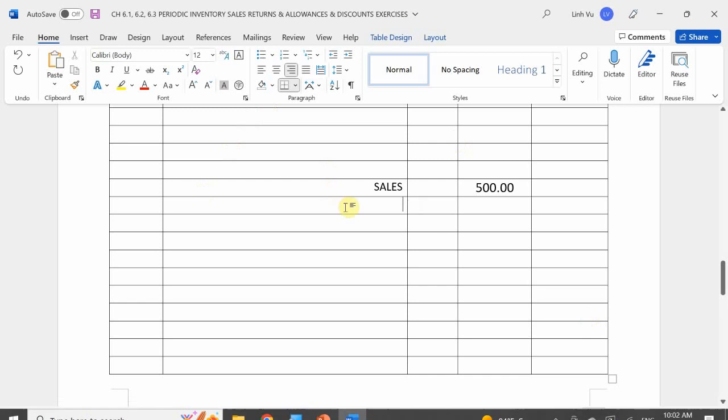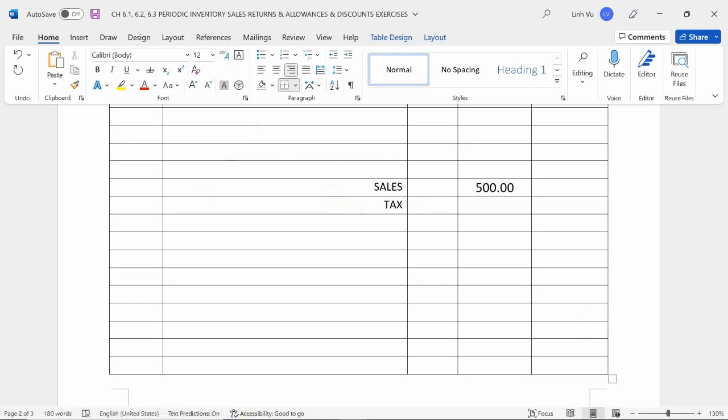Then you get taxed, right? Which is the 8.25%. So in this case, that's going to be what? $41.25. So then you're going to get your total to be $541.25. Now let's say I am returning the product, right? I'm returning 10 of those cups.